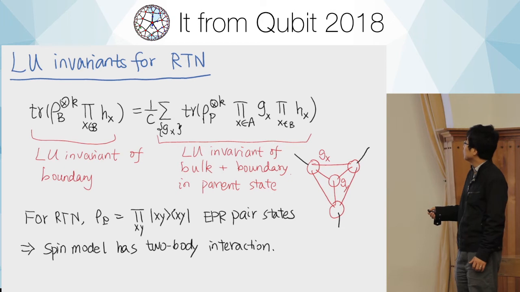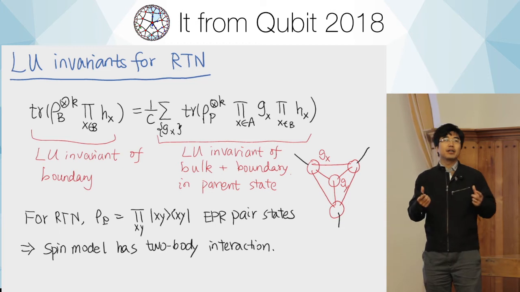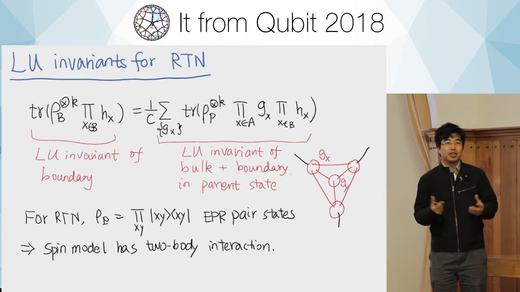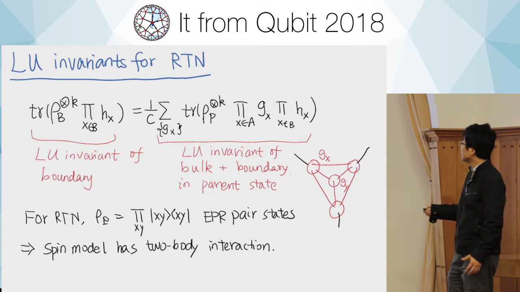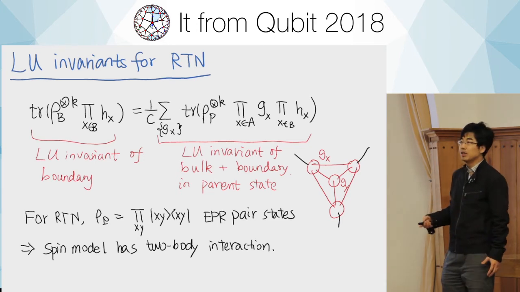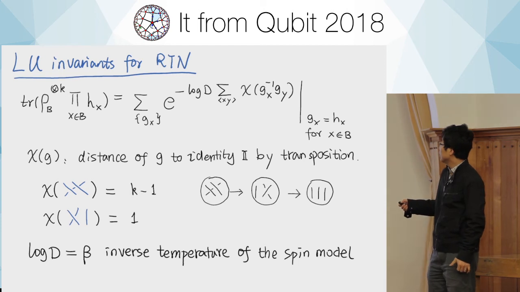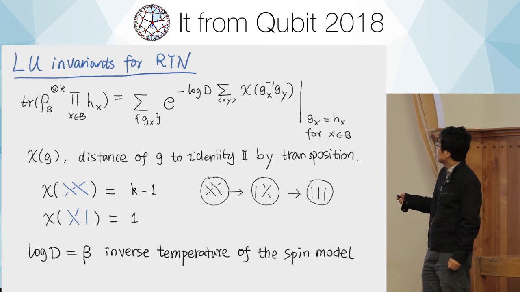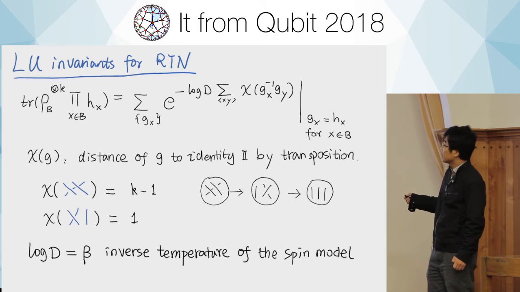And the particular thing, when you take this very simple parent state, which is EPR pairs, is that the spin model has a two-body interaction. Because it's only EPR pairs, all the entanglement is just the sum over the contribution of each pair. So that translates into the statement that the spin model has a two-body interaction. For example, if you take k copies, then these EPR pairs give you an interaction between these permutation spins that looks like this simple form.